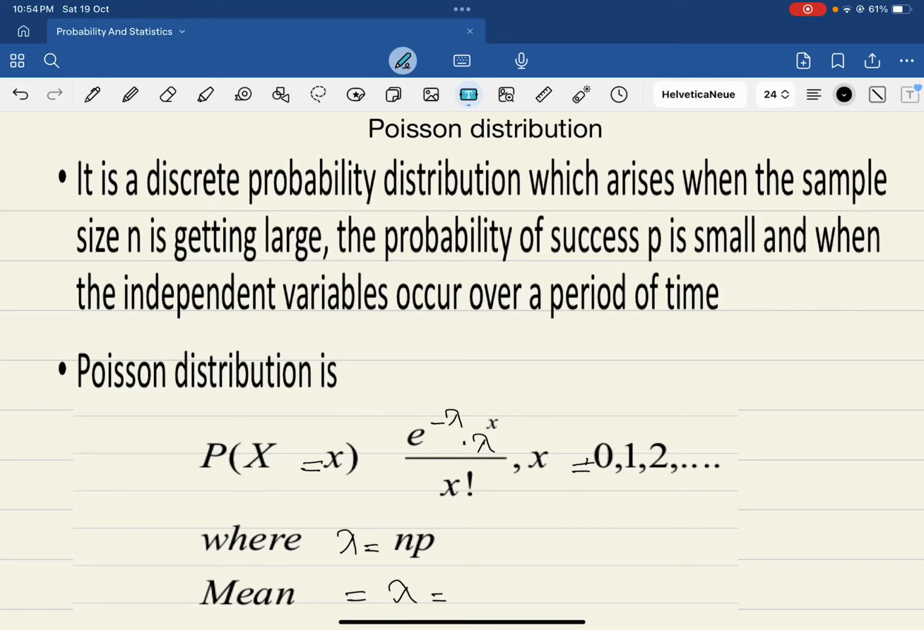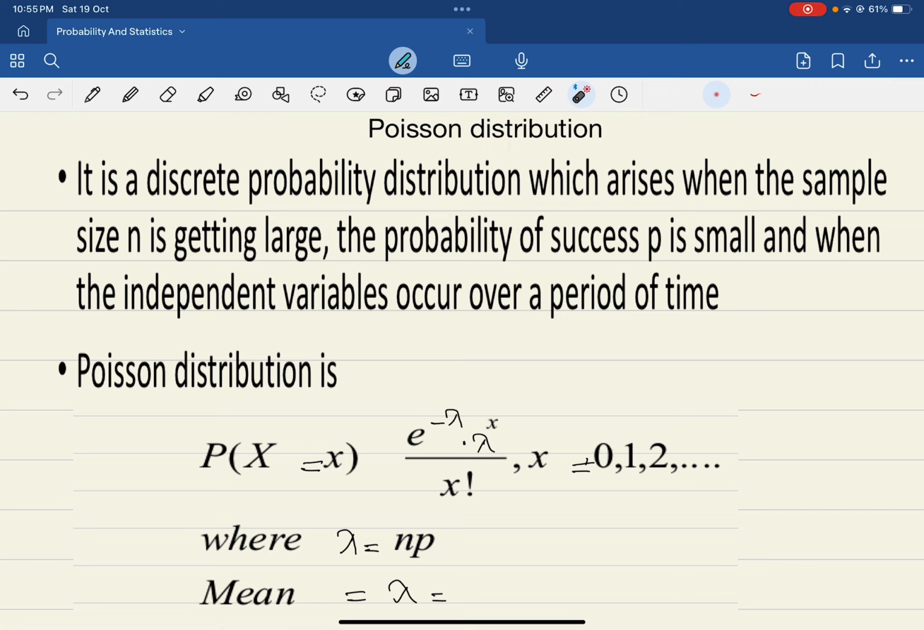In today's lecture, I am going to give the Poisson distribution. Among the discrete probability distributions, two very important ones are the binomial and the Poisson. In my previous lectures, I have explained what is meant by the binomial. When there are two outcomes, that is a binomial distribution.